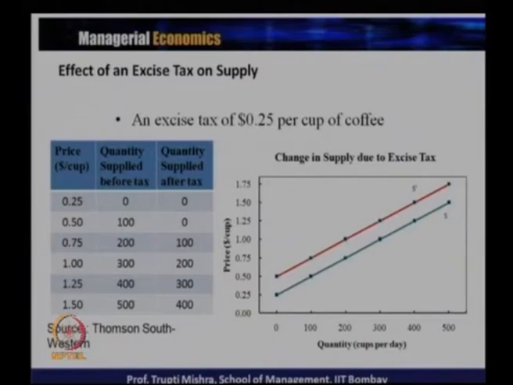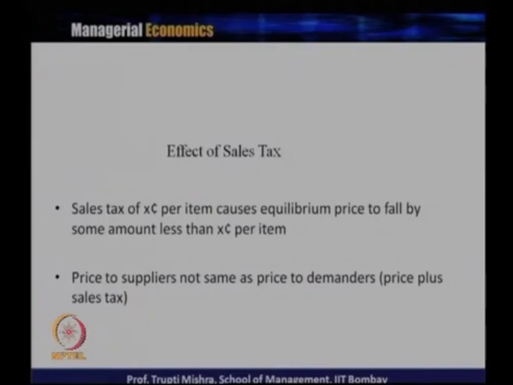Suppose there is an excise tax of 0.25 per cup of coffee. That leads to a change in the quantity supplied before and after the imposition of tax, a decrease in the quantity supplied, and graphically this is represented by the movement from S to S dash. So, irrespective of whether it is sales tax or excise tax, it generally reduces demand or supply. In the case of sales tax, that reduces the demand; in the case of excise tax, that reduces the supply.